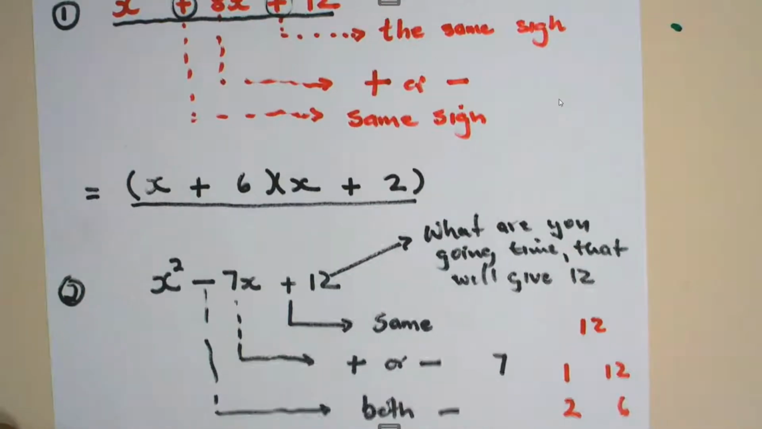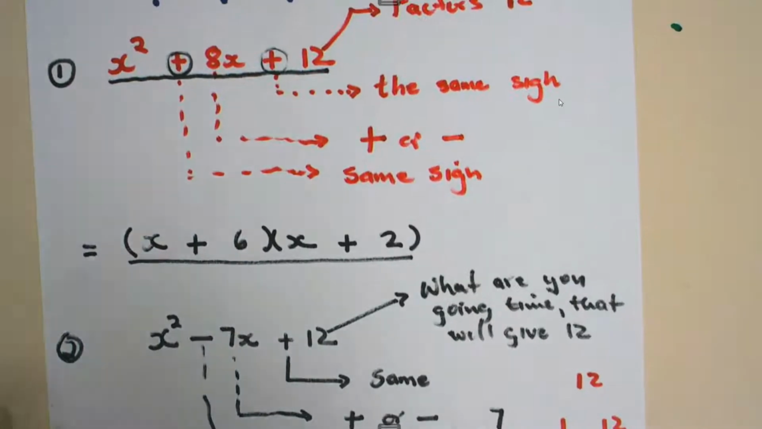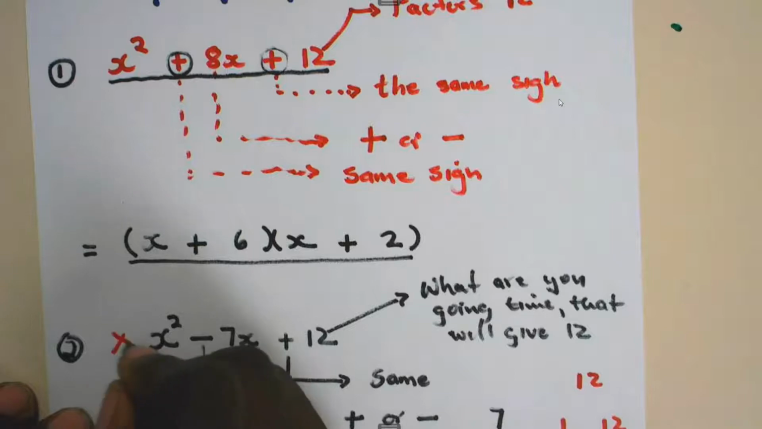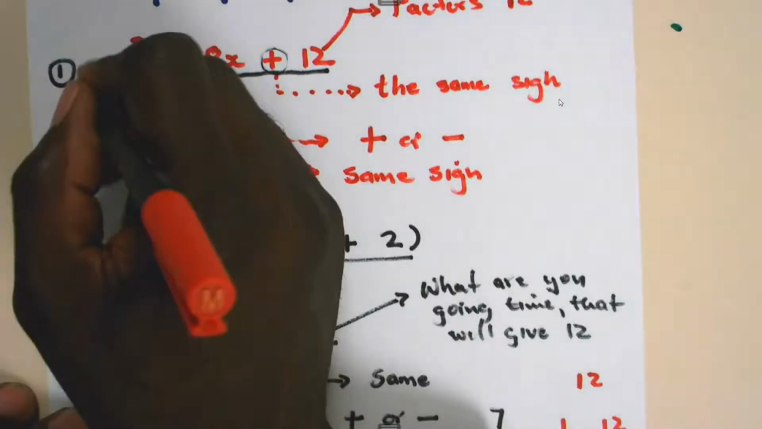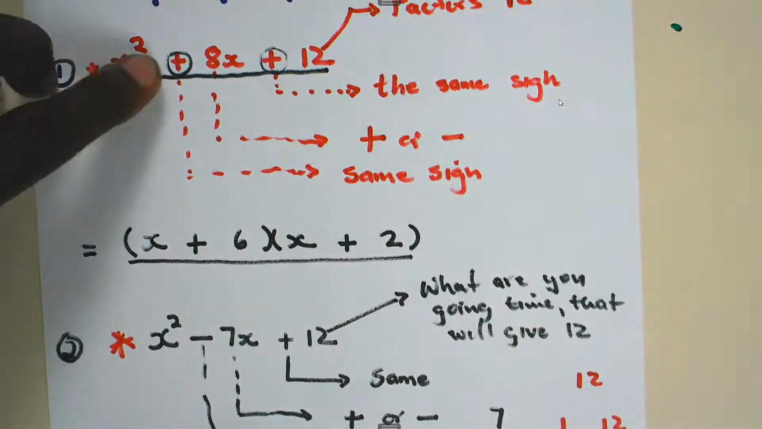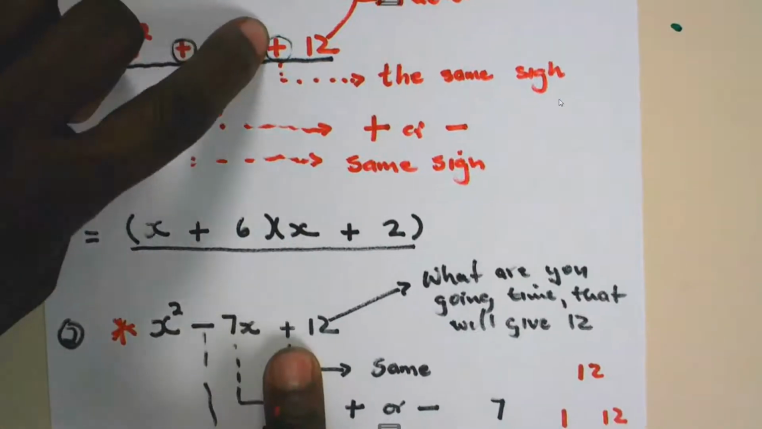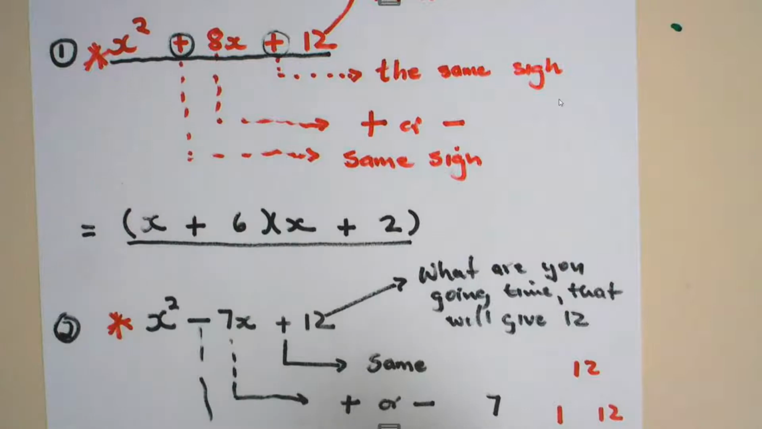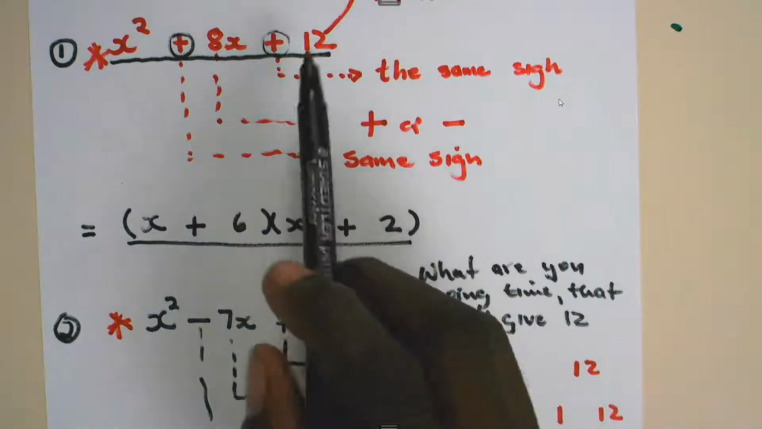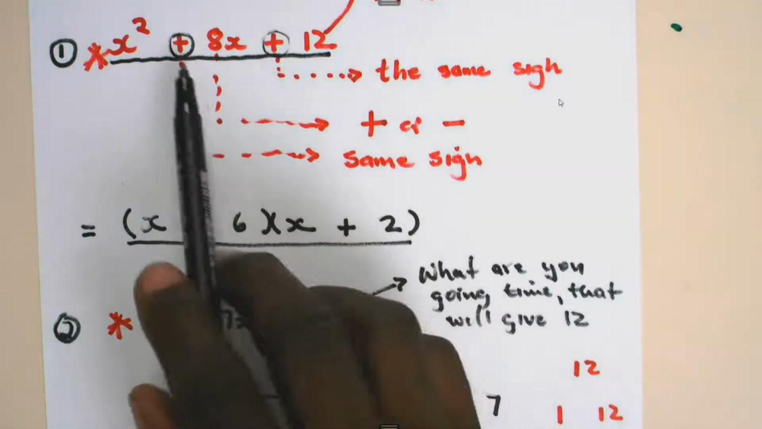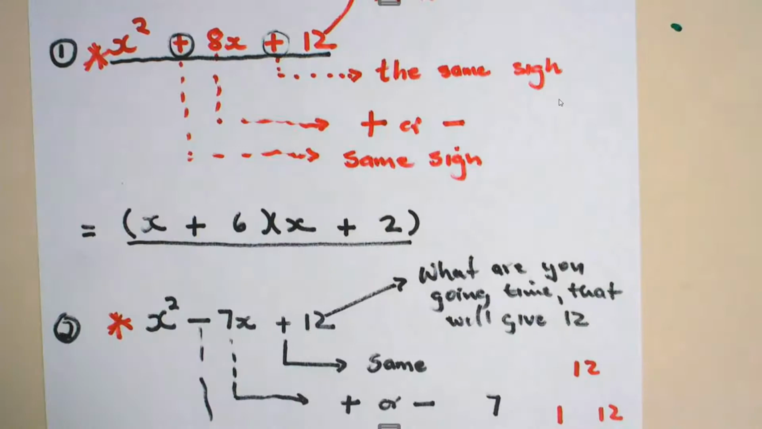You can see these two examples are not the same. Here we have a positive sign, here we have a negative sign. They are different, but here we have two positives. It's fine. This is the second example under trinomial. Important things you have to understand are the meaning of each term and the meaning of the operation sign between the terms.